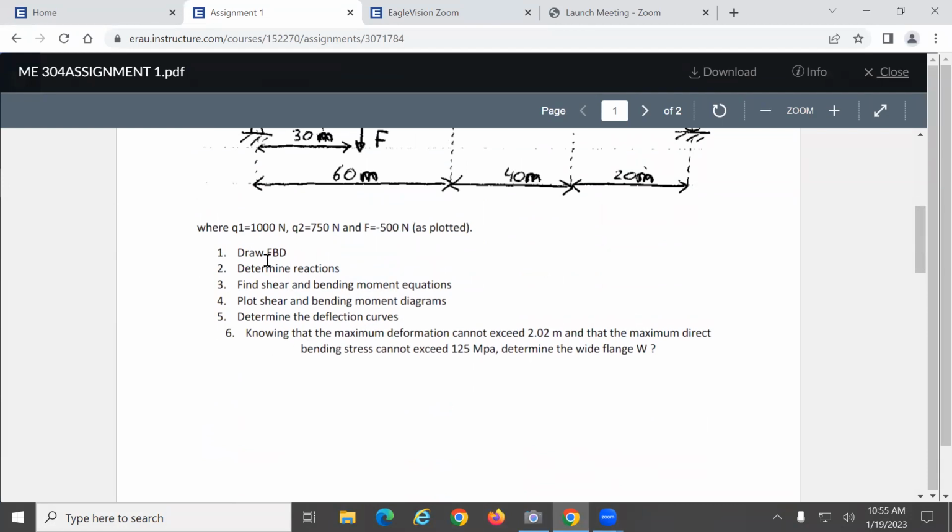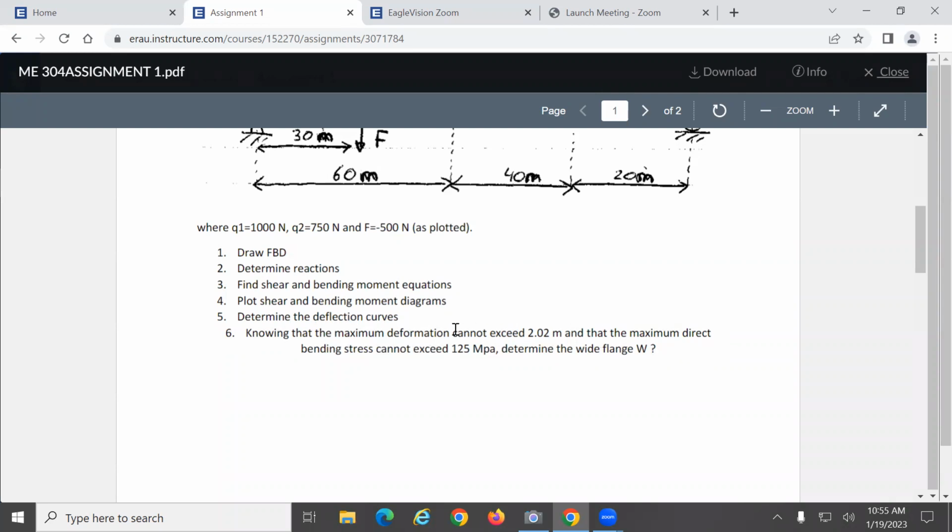But basically, I just follow the steps here. I ask you to do the steps. So draw a free-body diagram, determine reactions, find the shear and bending moment equations, plot them, whatever you want. I didn't specify MATLAB or whatever you want to use, no? You plot them, determine the deflection curves, knowing the maximum deformation cannot exceed 0.02. Here, what I'm asking you to do is what?